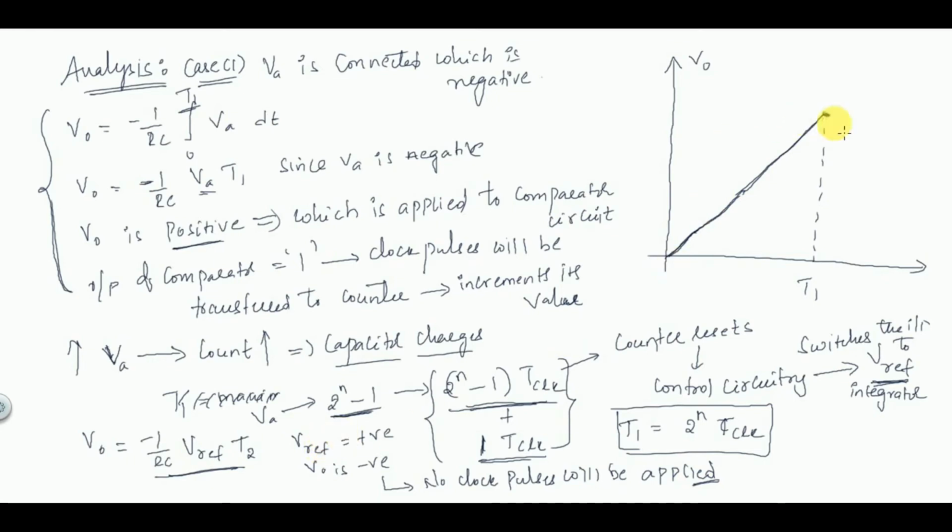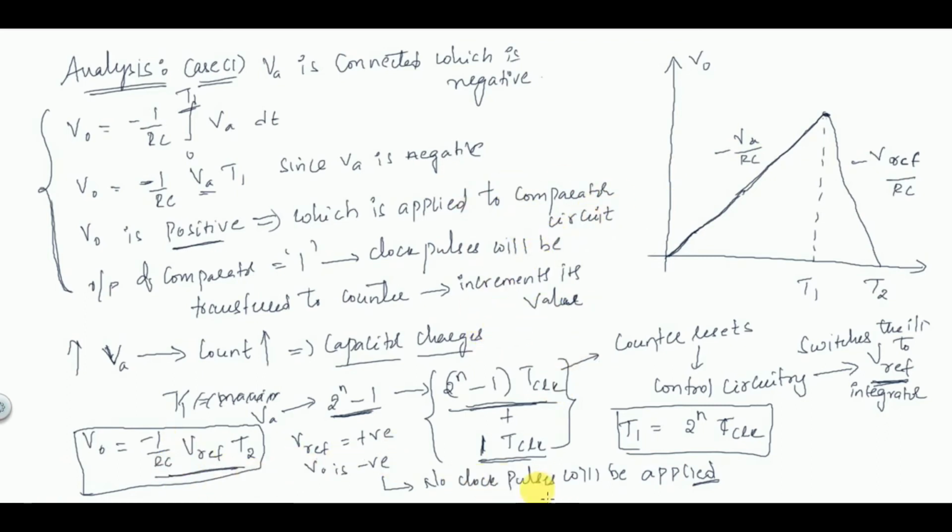When the output is negative, the capacitor starts discharging. So it discharges up to this value. Let this be T2. During the discharging time, this is the output equation. The slope here is minus V reference by RC. This will be minus VA by RC. So this is the analysis of this.